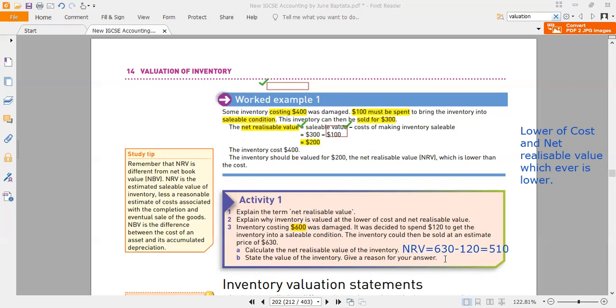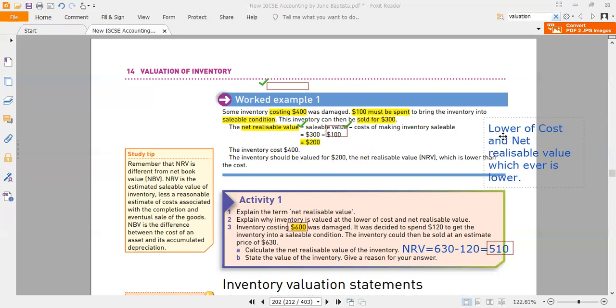Sophia, you will be recording. Yes, please. Sir, can you repeat the question? I'm asking you which inventory cost you will record, because cost is 600 and the net realizable value is 510. So how much will you record? 510 or 600? Which amount will you be recording?